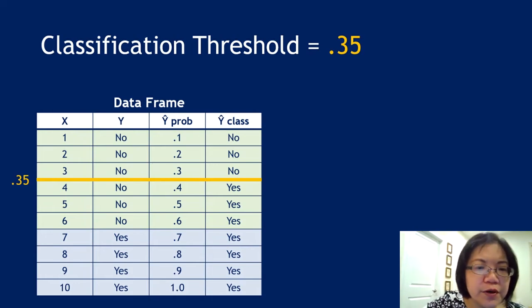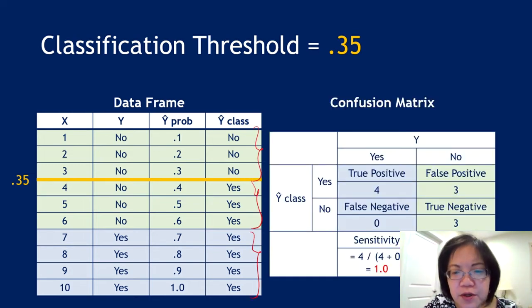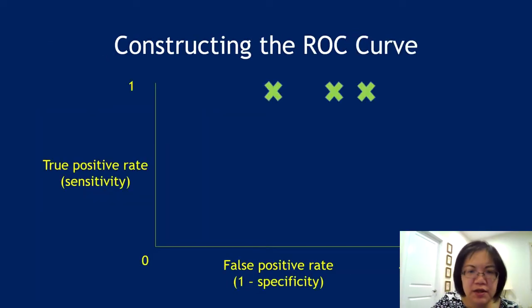Okay, now with 0.35, we get 3 correct negatives, and then 3 false positives, and these 4 are still correct. So we still have 100% correct on the sensitivity side. Specificity keeps going down, so now we are at 3 versus 3, so 50%. So this is 100%, and this is 50%, 0.5. This is the threshold at 0.35. This is 0.25, this is 0.15.